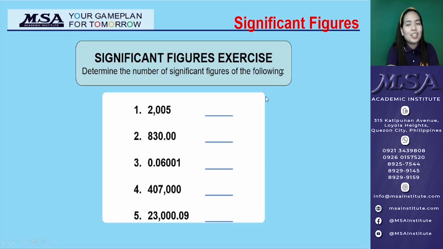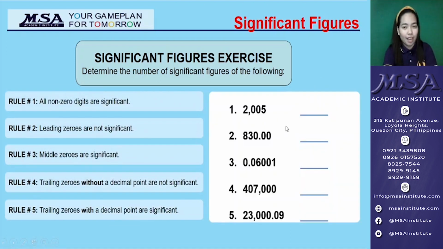Okay, so I know that you're done answering it. Okay, let's try to check this one. Let's have number 1. Remember that middle zeros, they are significant. So in this case, it will have 4 significant figures.